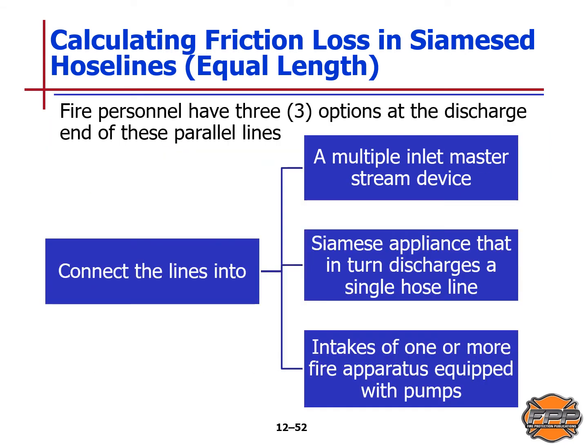So calculating friction loss in Siamesed hose lines of equal length, fire personnel have 3 options at the discharge end of these parallel lines. They can connect the lines into a multiple inlet master stream device, a Siamesed appliance that in turn discharges a single hose line, or intakes of 1 or more fire apparatus equipped with pumps.